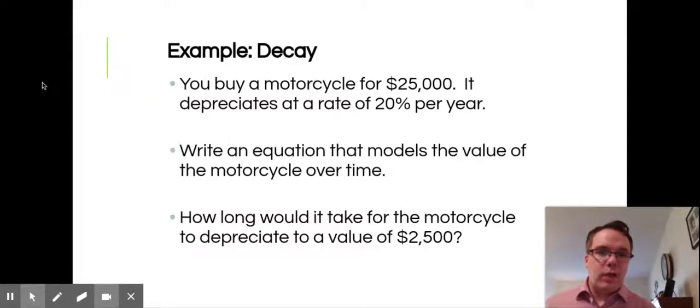So here's the example we're going to do. Just like when we started with growth, we're going to write an equation, and then we're going to actually use that equation to solve for something. We're going to do the same thing today with decay. So I'm going to again pause so you can pause the video and write this example in your notebook, and then we'll go over it.